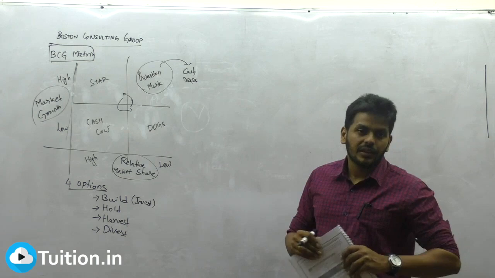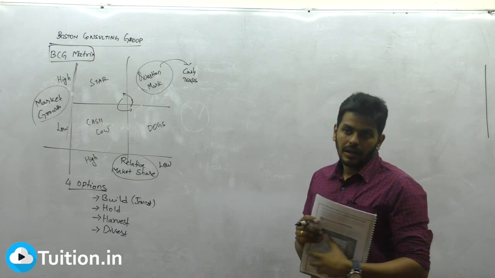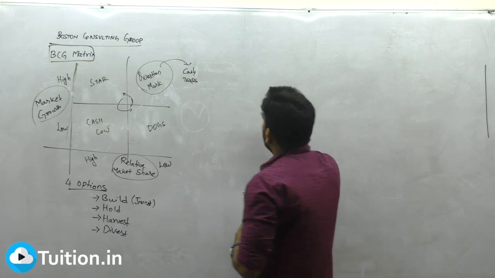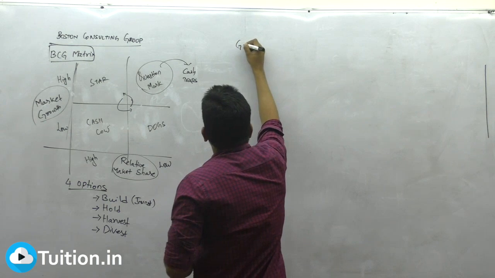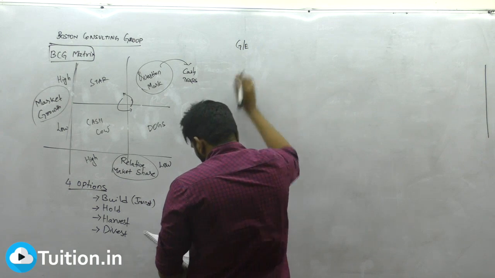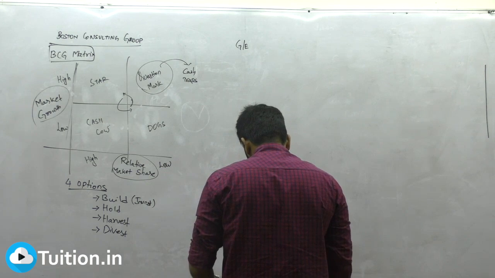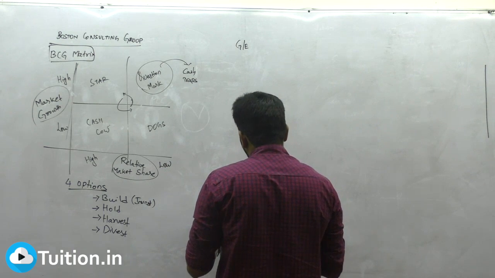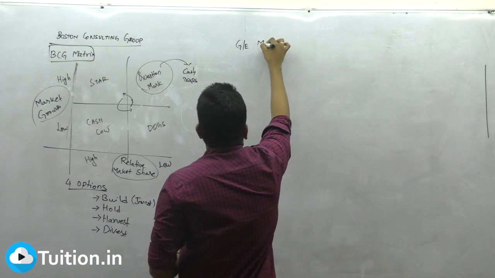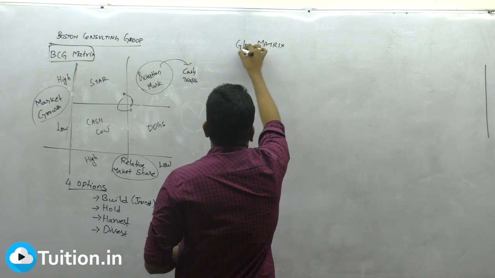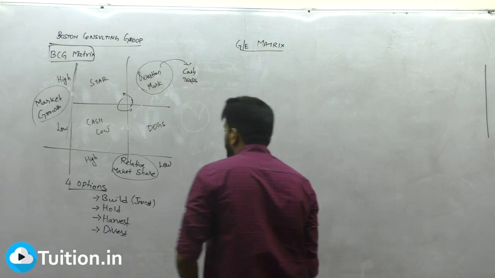Right, jump a couple of pages, get to the GE model. We'll come back to Ansoff and ADL, don't worry. Jump to the GE model, the General Electric model or the General Electric matrix. It's called the stoplight strategy model.